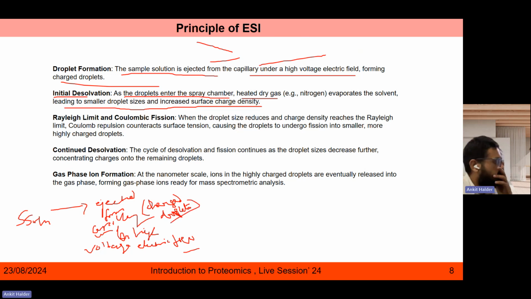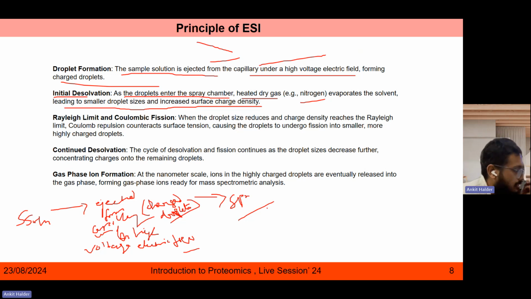So it is producing your charged droplets. Then, when these charged droplets enter the spray chamber, nitrogen gas evaporates the solvent and your droplet size will continue to decrease, and the surface charge intensity increases, because the surface area is decreasing but the charge remains, so it will get much more charge.